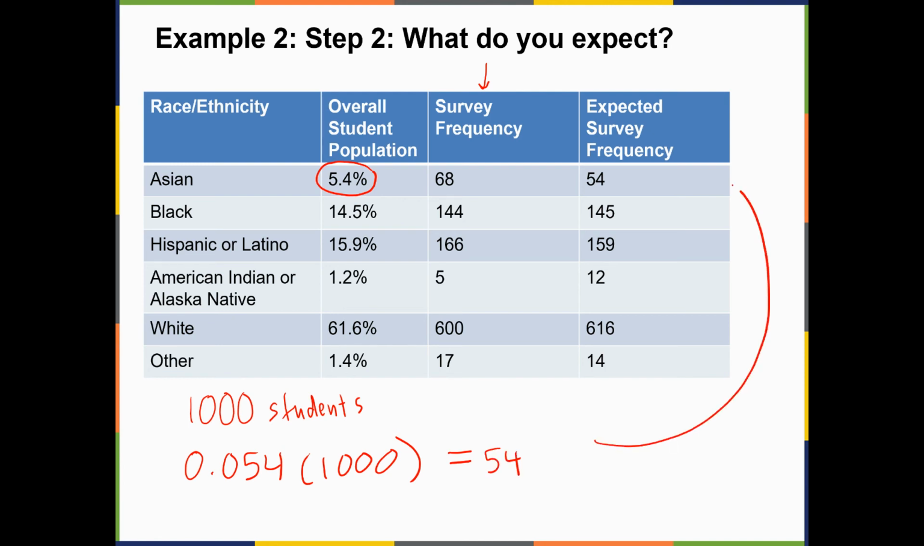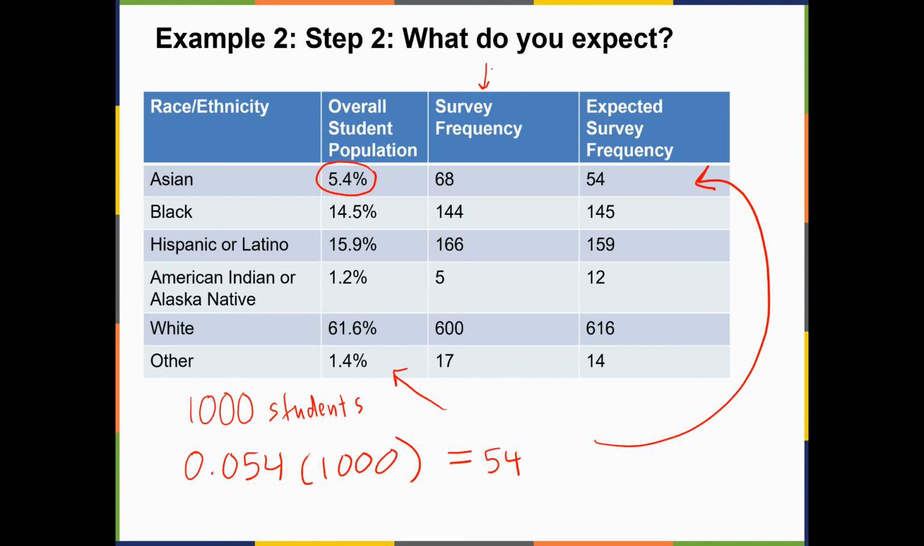And that's where we get this value here, right? 14.5% of 1,000 is 145. 15.9% of 1,000 is 159, and so on. So these are our expected survey frequencies based on the fact that we had 1,000 students in our population and these given percentages for overall student population that we're assuming is the true distribution of students.